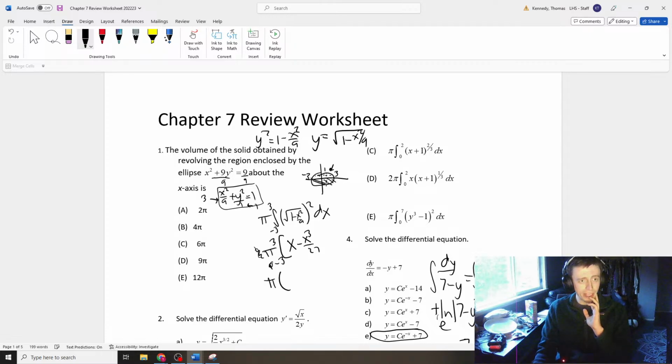So pi times, if I plug in 3, 3 minus 1, which is 2. And minus pi times plugging in -3, I get -3, and if I plug in -3 here, it'll be +1, so -2. And so, surprise, these two parts are the same. 2 pi plus 2 pi is 4 pi.